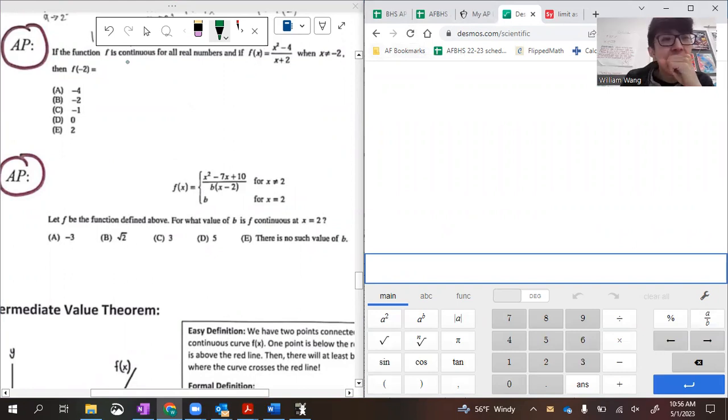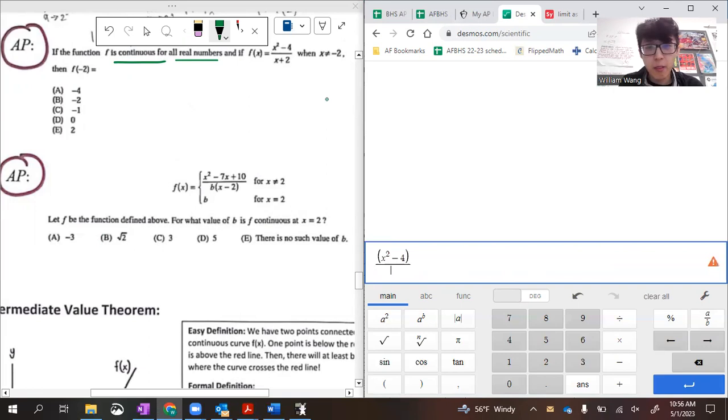All right. If the function f is continuous for all real numbers, and if f of x is equal to x squared minus 4 divided by x plus 2 when x does not equal -2, then f of -2 is equal to what? All right. So this is saying the function f is continuous for all real numbers, right? Well, there's sort of an issue here because x squared minus 4 divided by x plus 2 is not continuous at x equals -2.